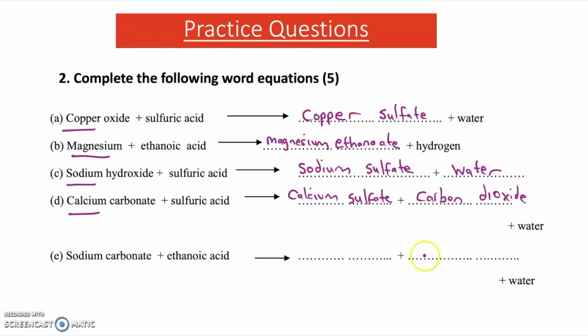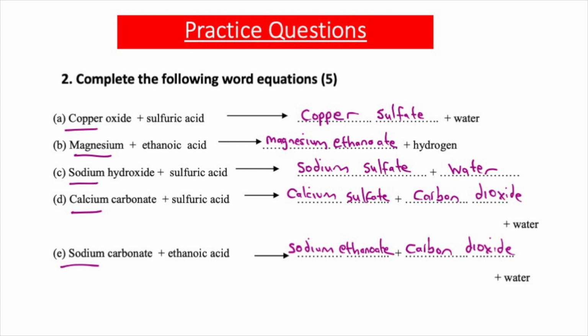And for the last question, we have sodium carbonate reacting with ethanoic acid. So once again, when a metal carbonate reacts with an acid, you form a salt, carbon dioxide and water. So I'm just writing in the carbon dioxide here. And the salt that would form from ethanoic acid would be ethanoate. And as it's sodium carbonate, the salt is sodium ethanoate. And that completes the equation. So there's 1 mark for each correct word equation here, and there's a total of 5 marks available.